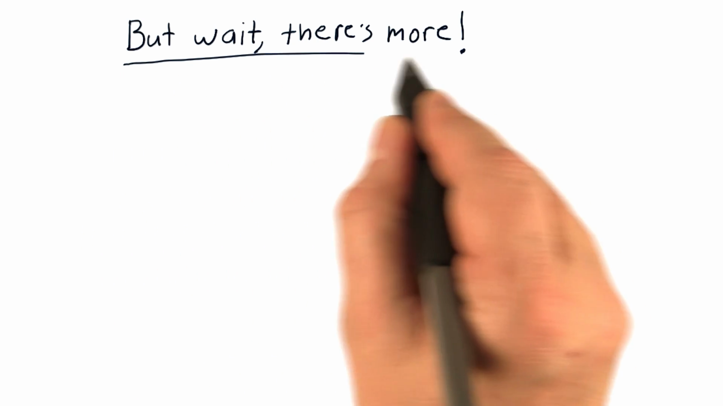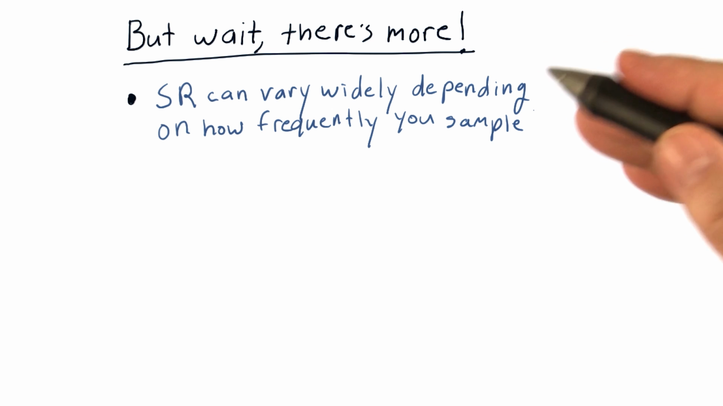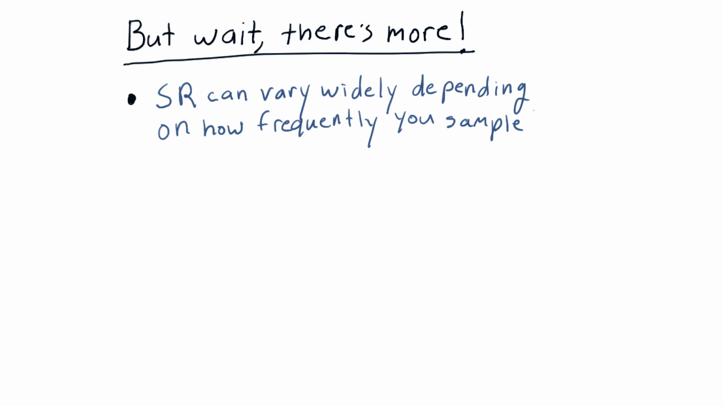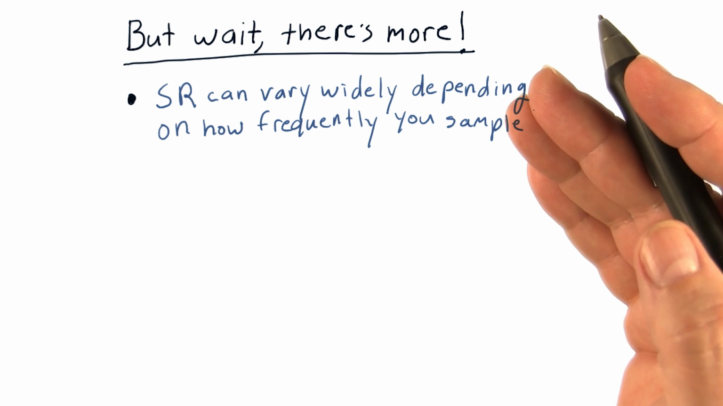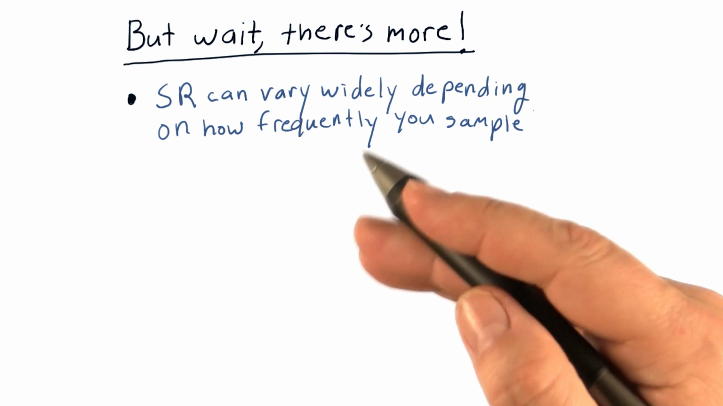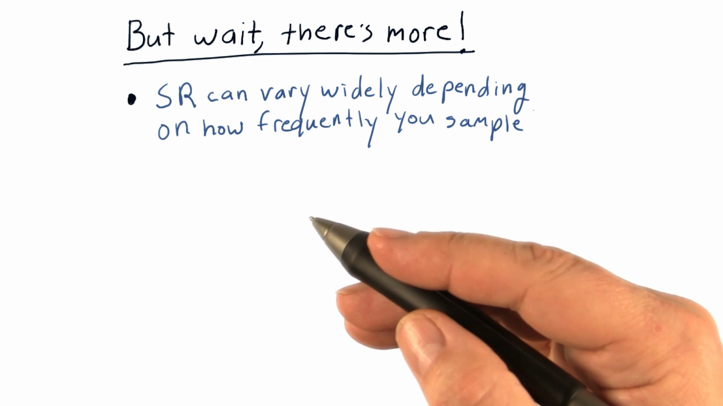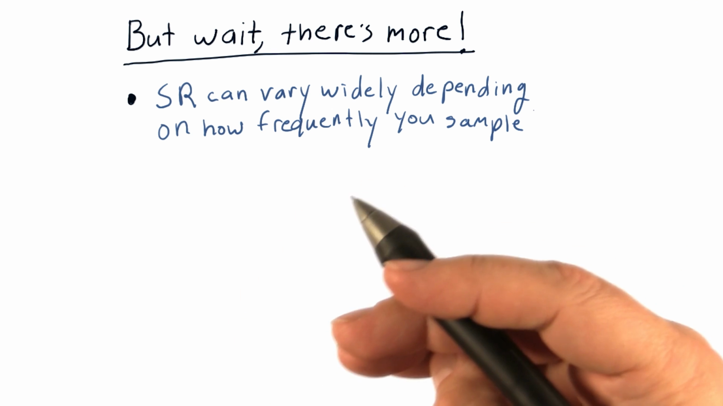But wait, there's more. The Sharpe ratio for the same asset can vary widely depending on how frequently you sample it. In other words, if you sample the prices every year and compute your Sharpe ratio based on yearly statistics, you'll get one number. If you sample monthly, you'll get a different number. If you sample daily, you'll get still another number.